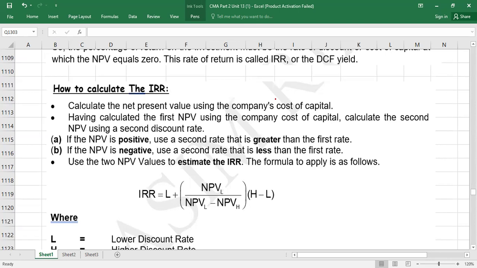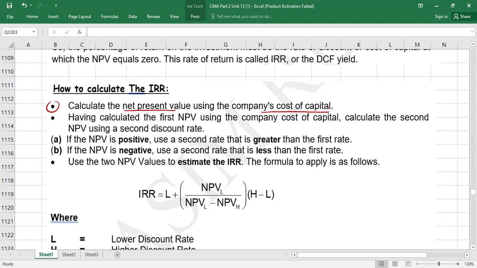First of all, guys, please, we always need two net present values. Two NPVs we need, please make sure. And this is the step we will follow. Number one, first point: we will calculate net present value using the company's cost of capital. What does it mean?